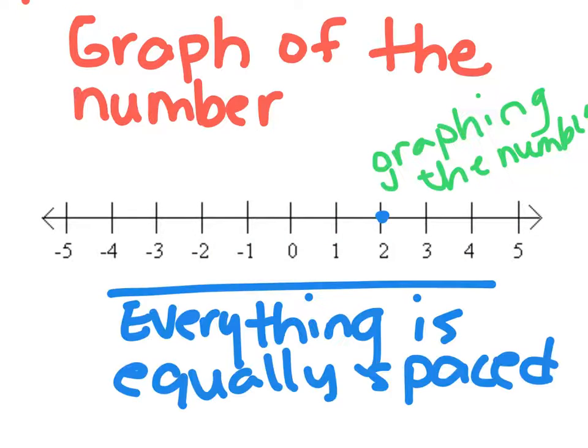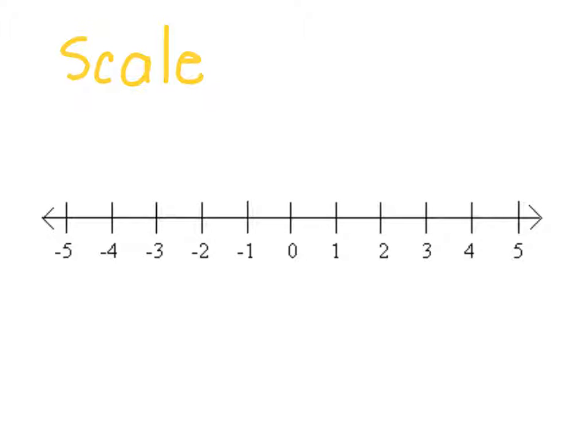Okay, so on a number line, when someone says to graph the number, it means to place a dot at the point where the number would go. That is called graphing the number, and the visual representation with the dot on the line is called the graph of the number. And notice on the number line that everything is equally spaced. The range here doesn't change between numbers. In this case, 1 plus 1 is 2, 2 plus 1 is 3. It stays the same.